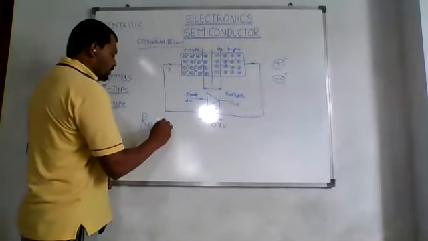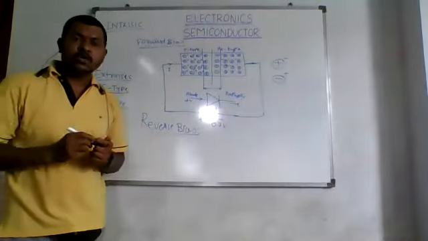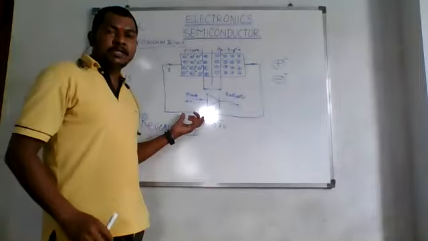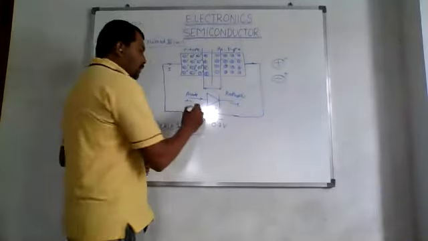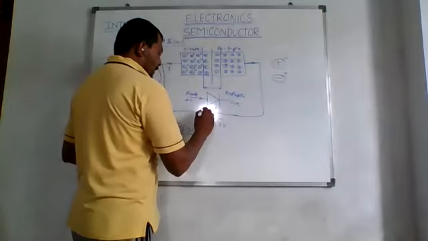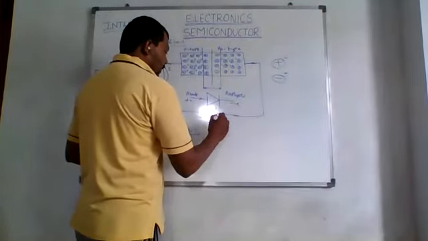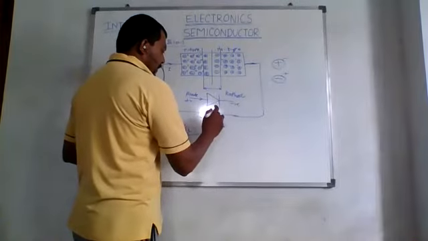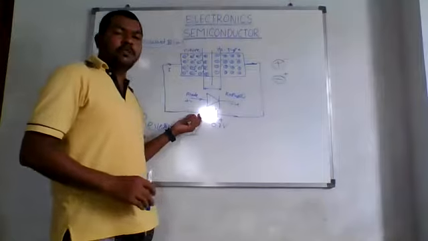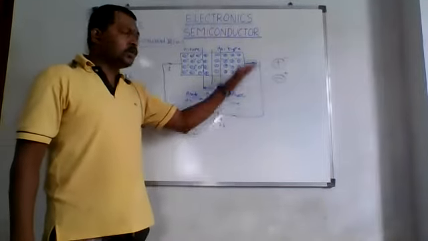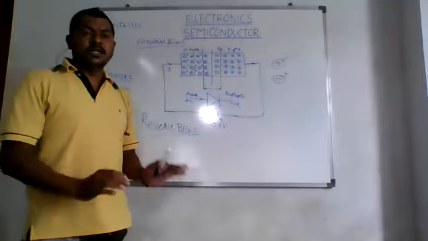So in reverse bias condition, what will we do? Reverse biasing means we just need to connect it differently. We change the polarity of the battery. Now we connect the negative terminal of the battery to the P type and the positive terminal of the battery to the N type. If you connect the negative terminal of a battery to P type and the positive terminal to N type, we call it the diode is in reverse bias condition.